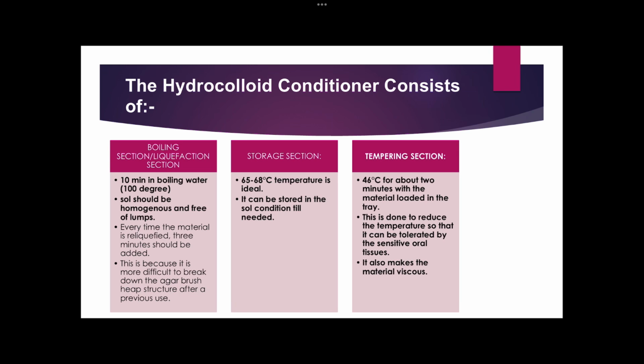Now the next chamber is the storage section. 65 to 68 degrees is the ideal temperature for this section. It can be stored in the sol condition till it is needed. Now the third section is the tempering section: 46 degrees for about 2 minutes with the material loaded in the tray. This is done to reduce the temperature so that it can be tolerated by the sensitive oral tissues. It also makes the material viscous. I hope these lines are clear.